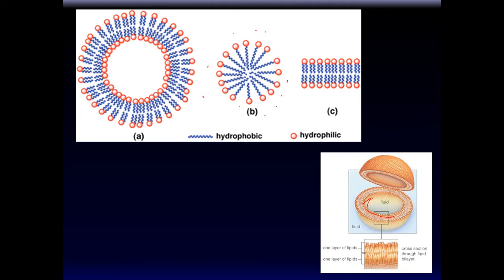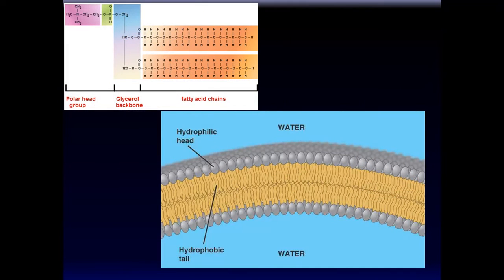The cytoskeleton is like a glue that's going to hold all of this together. But the basic structure of a membrane is what is described over here. It's called a phospholipid bilayer. Bilayer meaning two layers. In other words, two layers of phospholipids.